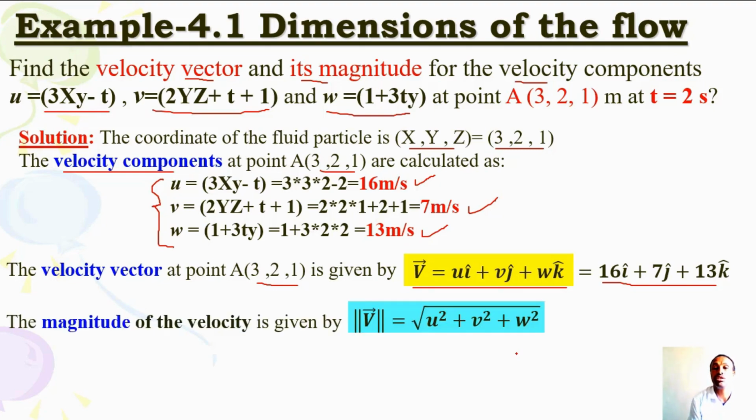Once you find this velocity vector, you can find the magnitude of the velocity using this relation, the square root of u squared plus v squared plus w squared. So you get this result. This is the magnitude of the velocity at this position and at t equal to 2 seconds. So when t is changing, everything will change.